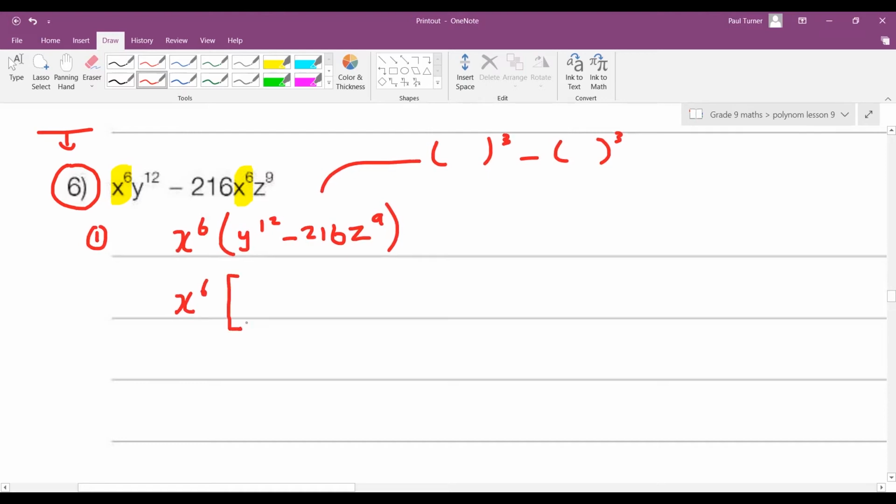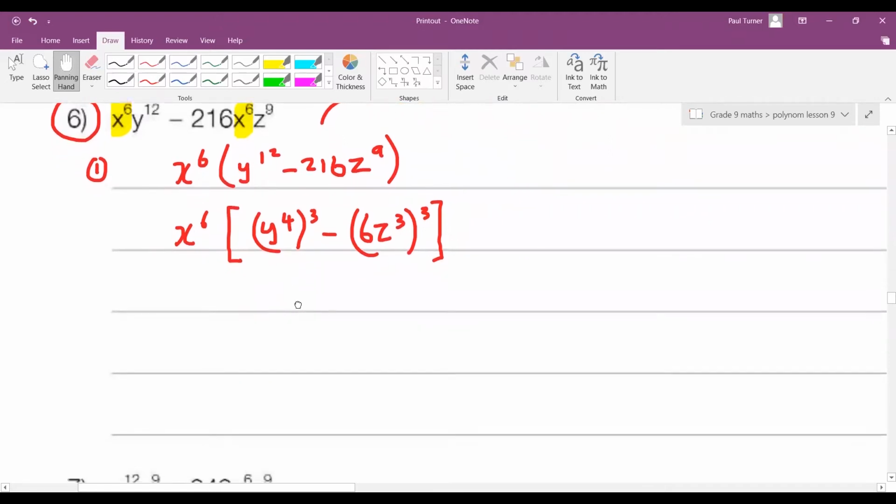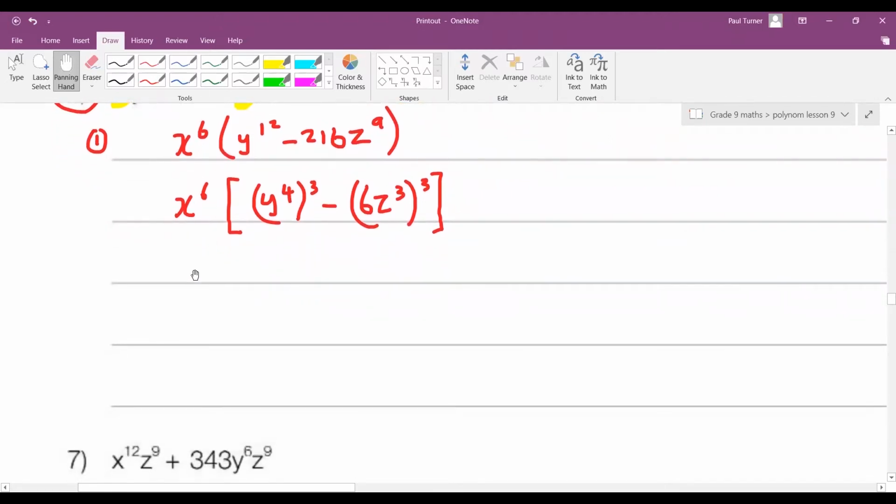So let's use a square bracket here. Now y^12 would be y^4 cubed, 3 fourths of 12, minus, that would be 6 z cubed, like that. So 6 cubed is 216, and 3 3s are 9. Okay, so now we have difference of cubes. So this is quite large. If you're copying, you'll need to copy fairly quickly because it may disappear off the screen.